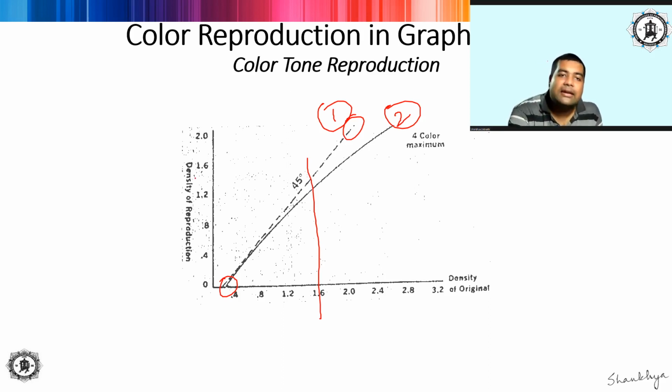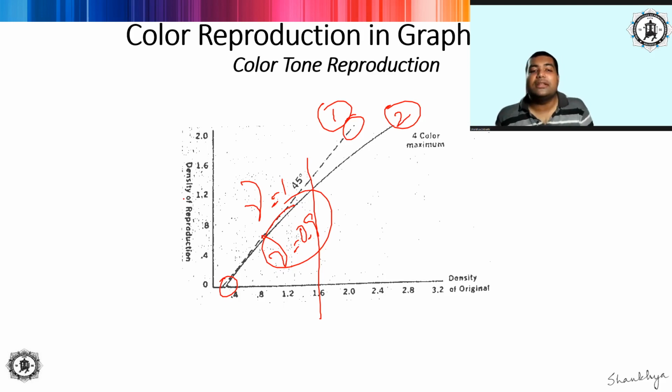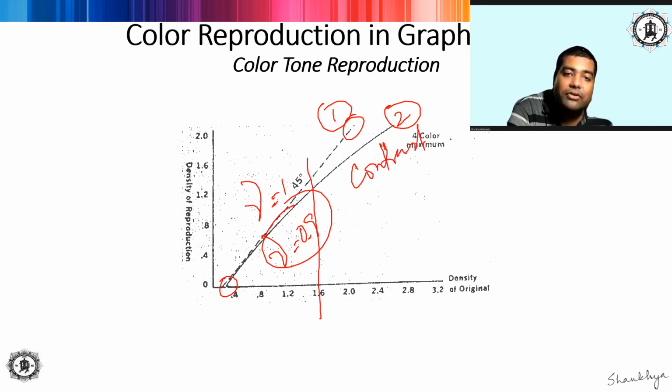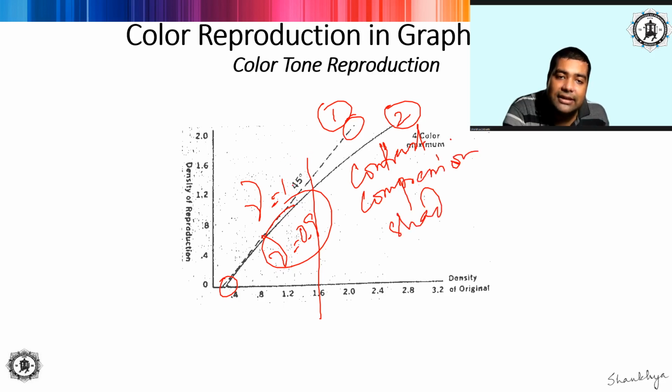If here the gamma was 1, here the gamma will become 0.9, at least in the highlight and the mid-tone area, which will preserve the contrast in the highlight and the mid-tone area while compressing most of the contrast in the shadow areas, right?